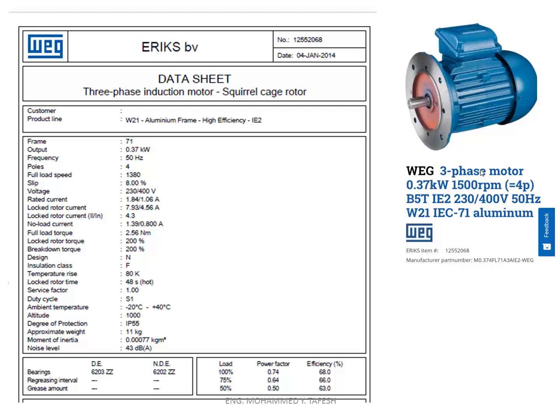Look, 3-phase motor, 0.37 kilowatt. This is a small power. This consumes small power and rotates at 1500 revolution per minute. It contains 4 poles operating at these voltages and at frequency of 50.